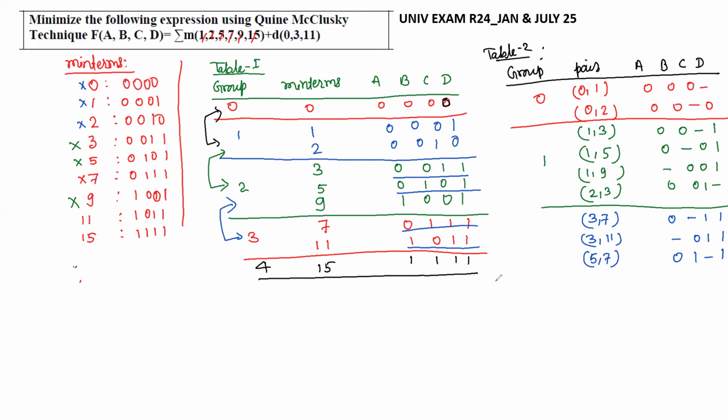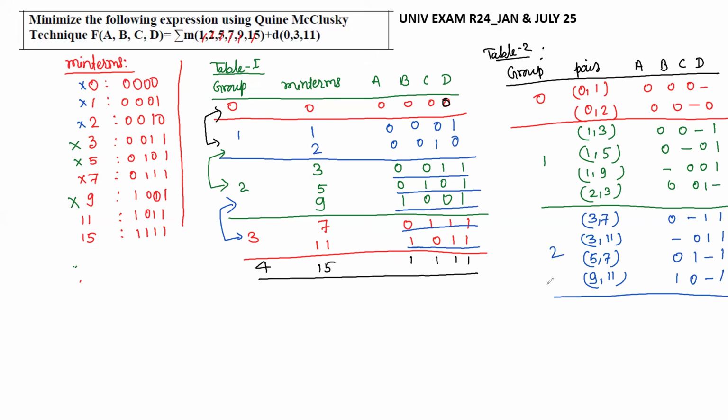Next, is 5, 11 possible? No. Now you check with 9, 7. Is 9, 7 possible? No, 2 or 3 bits are changing. What about 9, 11? Yes, 9, 11 is possible. Which bit is changing? C is changing. So 1, 0, dash, 1. So this is the one group.